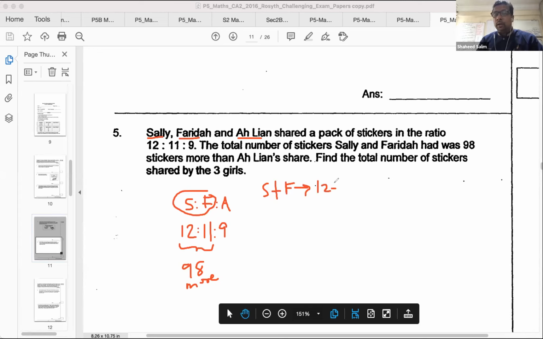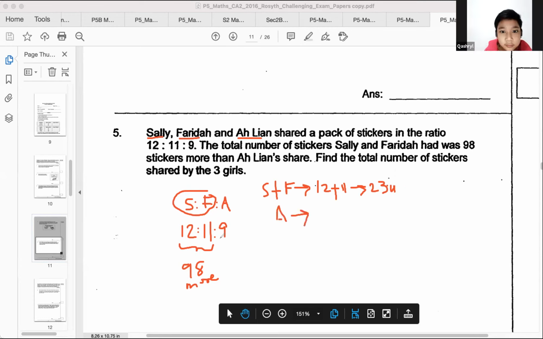So what do you get? You get 23 units according to Putra, and he's correct. 23 units. I put the word units here, like that. U stands for units. Alian got how many units? Not 1, 9 down here, 9. How come we get 1?